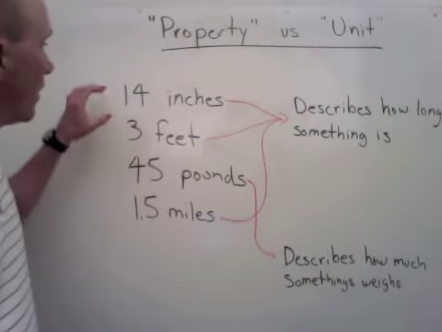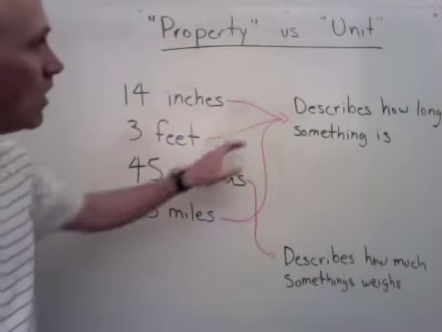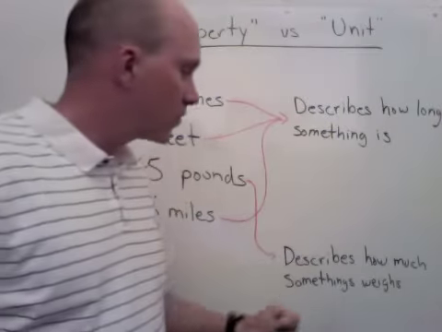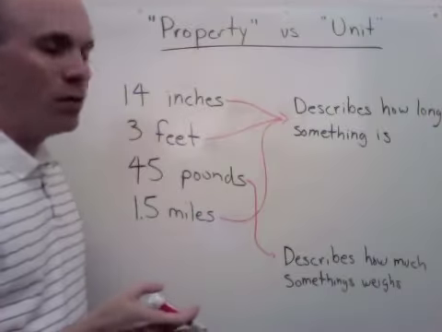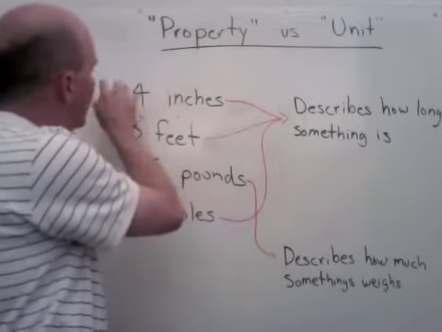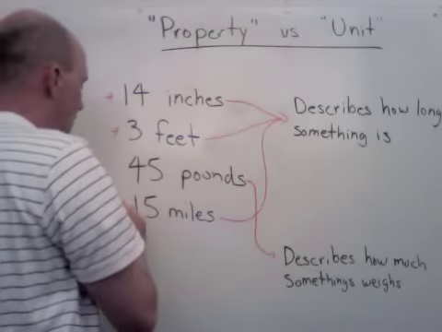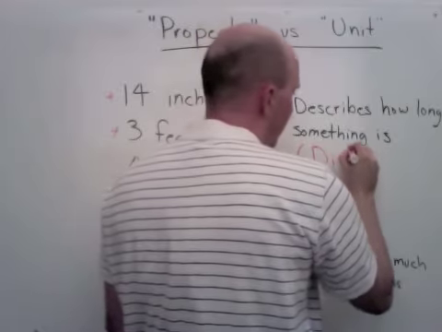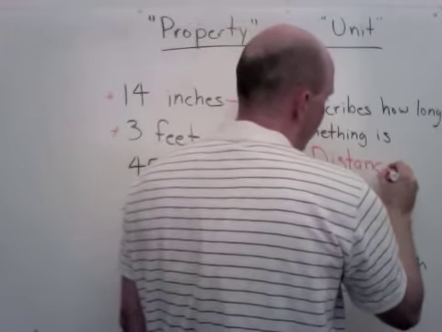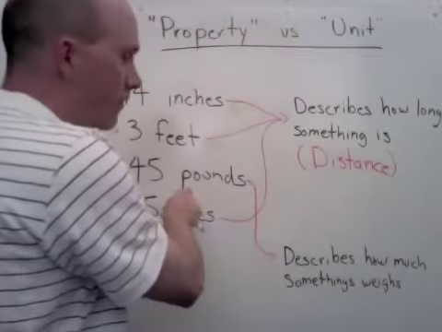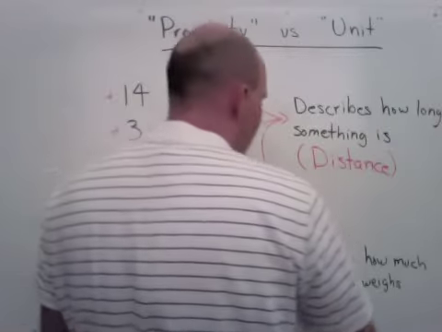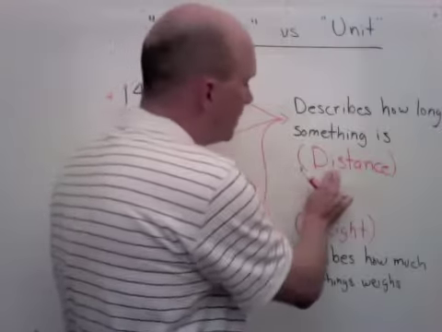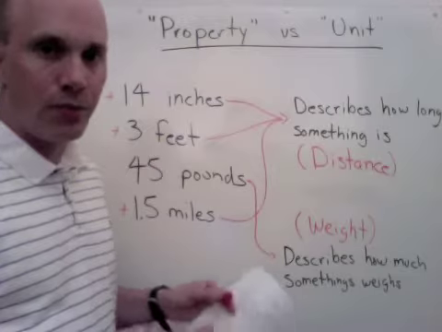Hopefully you notice that these 3 measurements here all describe how long something is, whereas 45 pounds describes how much something weighs. Another way of saying this is that all of these here are all describing the property of distance. 45 pounds is something that is describing the property of weight. Distance and weight are both considered properties.